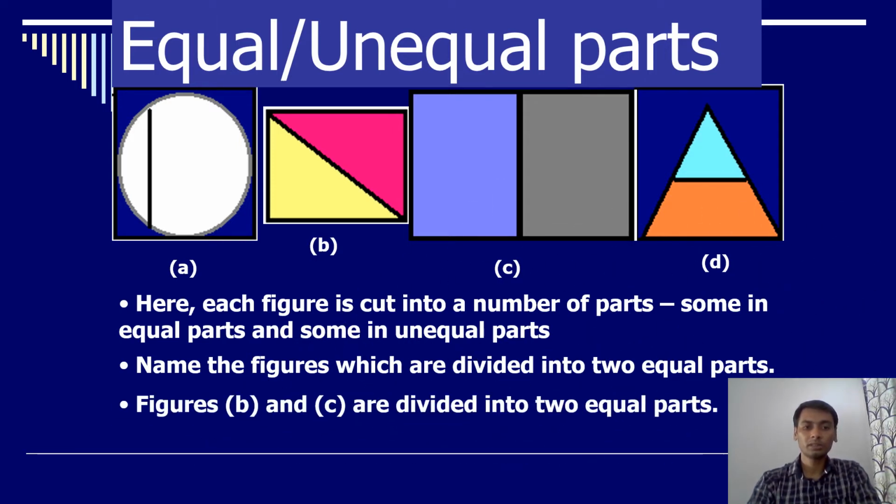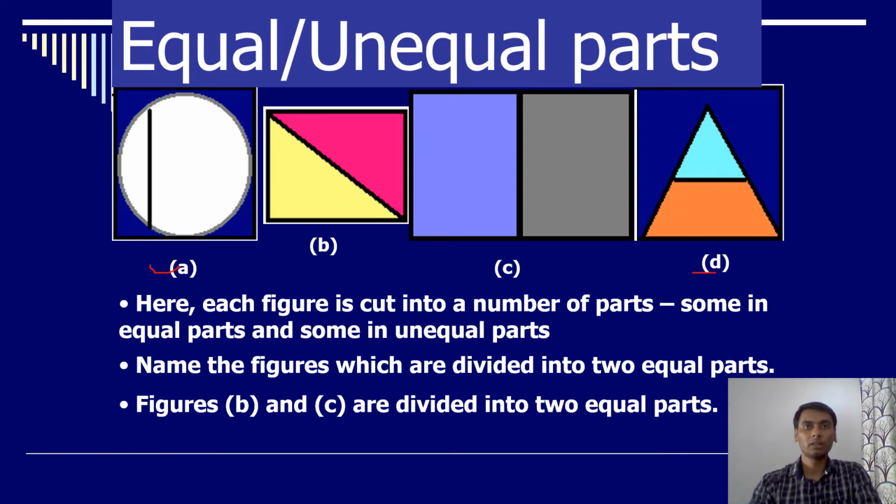Here are two figures. These are divided into equal parts. The figure number B and figure number C. These figures are divided into equal parts, and the figure number A and figure number D are divided into unequal parts because these parts are unequal. These are not the same. So in this way you can find the unequal and equal parts.